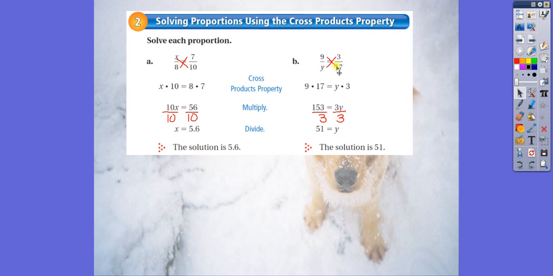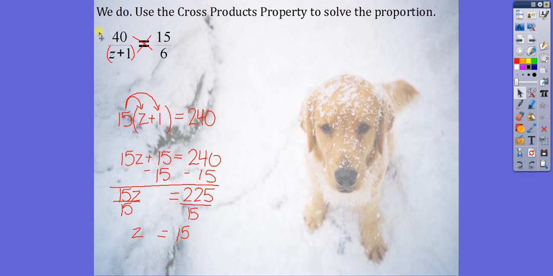And same here, 9 times 17 is 153, y times 3 is 3y, so cross multiply, then divide, and you get 51. This one we did in class together, and I wanted to do this because there is one like this on your practice that goes along with this lesson.